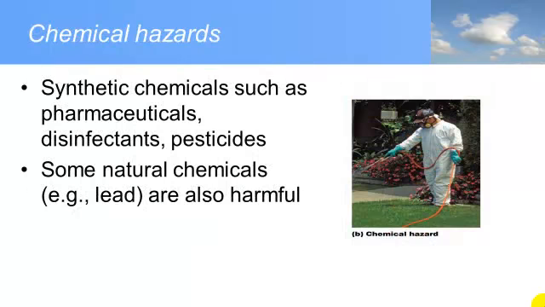The second category of hazards are the chemical hazards. These include synthetic chemicals such as pharmaceuticals, disinfectants, pesticides. They also include some natural chemicals, including heavy metals such as mercury or lead, that are harmful to our health.